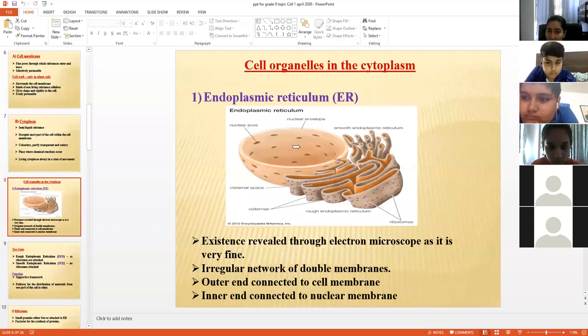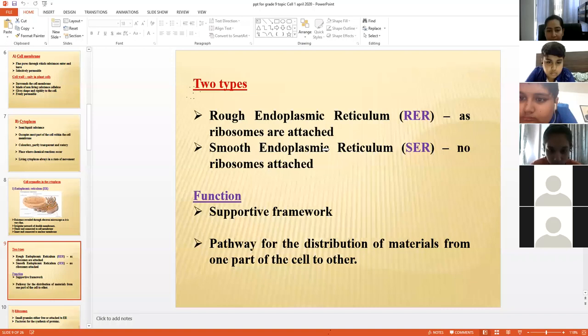When I say that, for the cell to function, this nucleus should also get energy. How is it going to get energy? All the materials which are needed by the nucleus will be passed to the nucleus. Through what? They will be passed through this endoplasmic reticulum. Clear everyone, children? Yes? Okay.